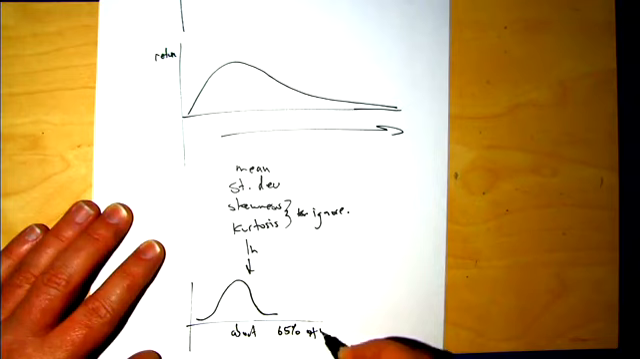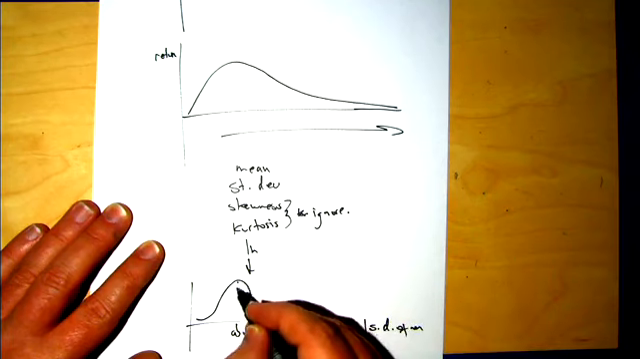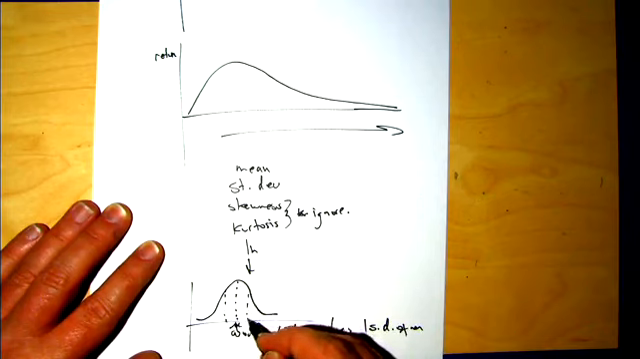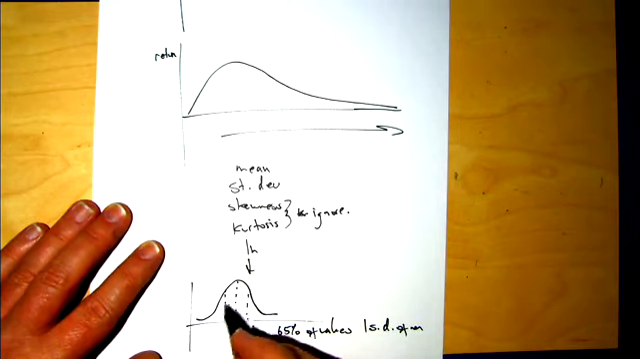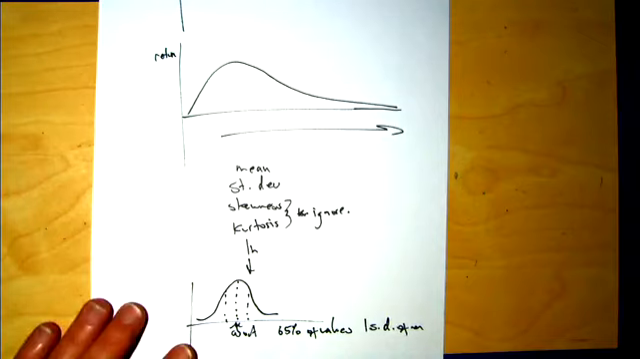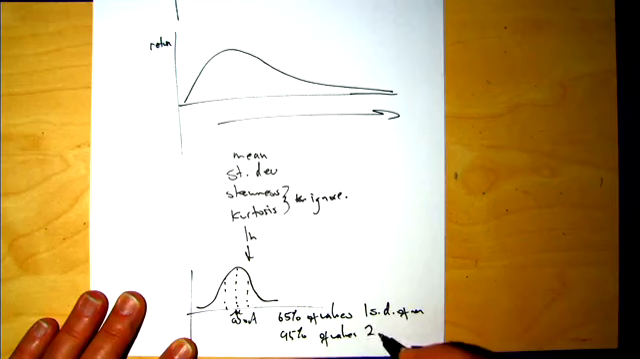65% of values lie within one standard deviation of the mean. So that means if this is the mean, right, then if that's one standard deviation, about 65% of the values lie within this space. And within about 2 standard deviations, how many values? About 95. So about 95% of values lie within, it's 1.96, but about 2 standard deviations of the mean.